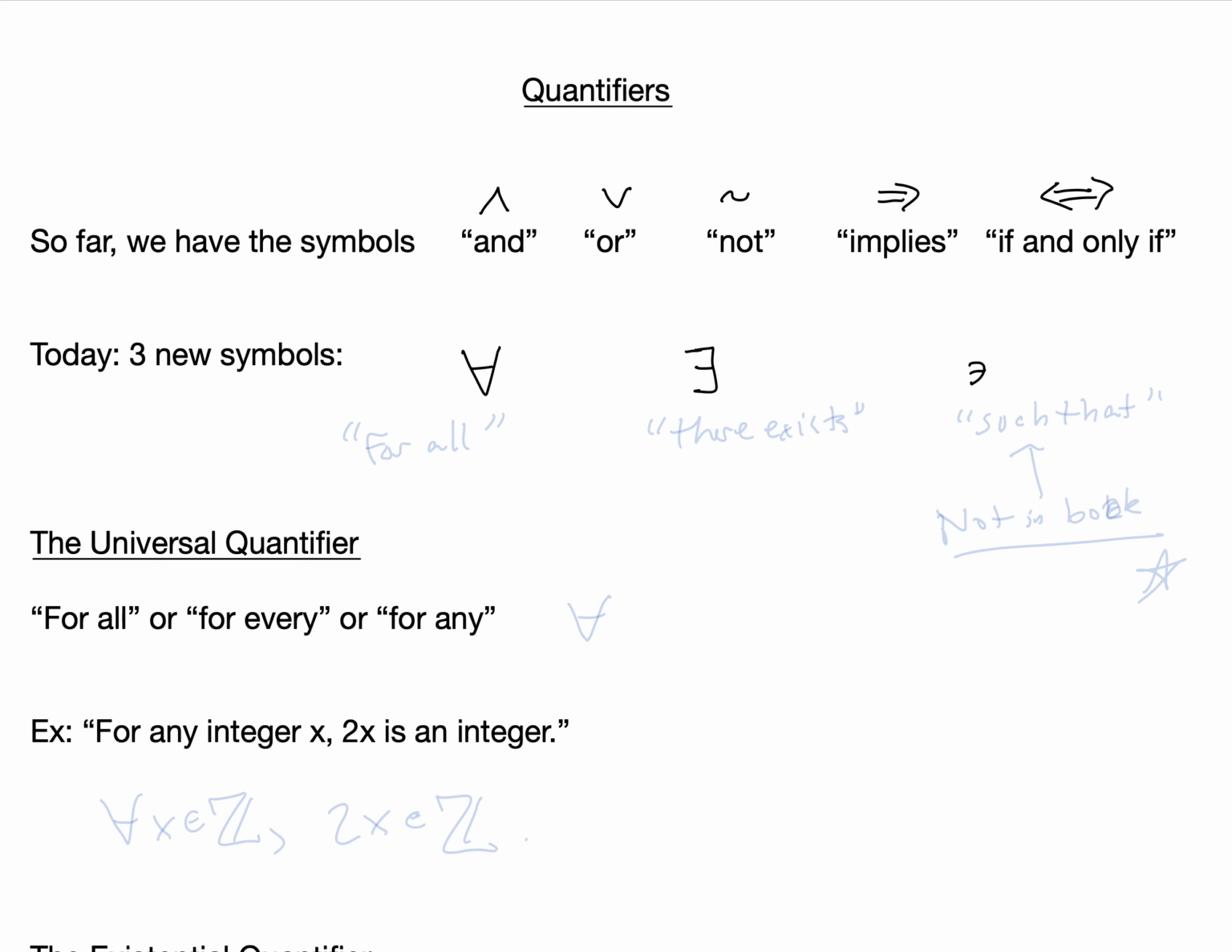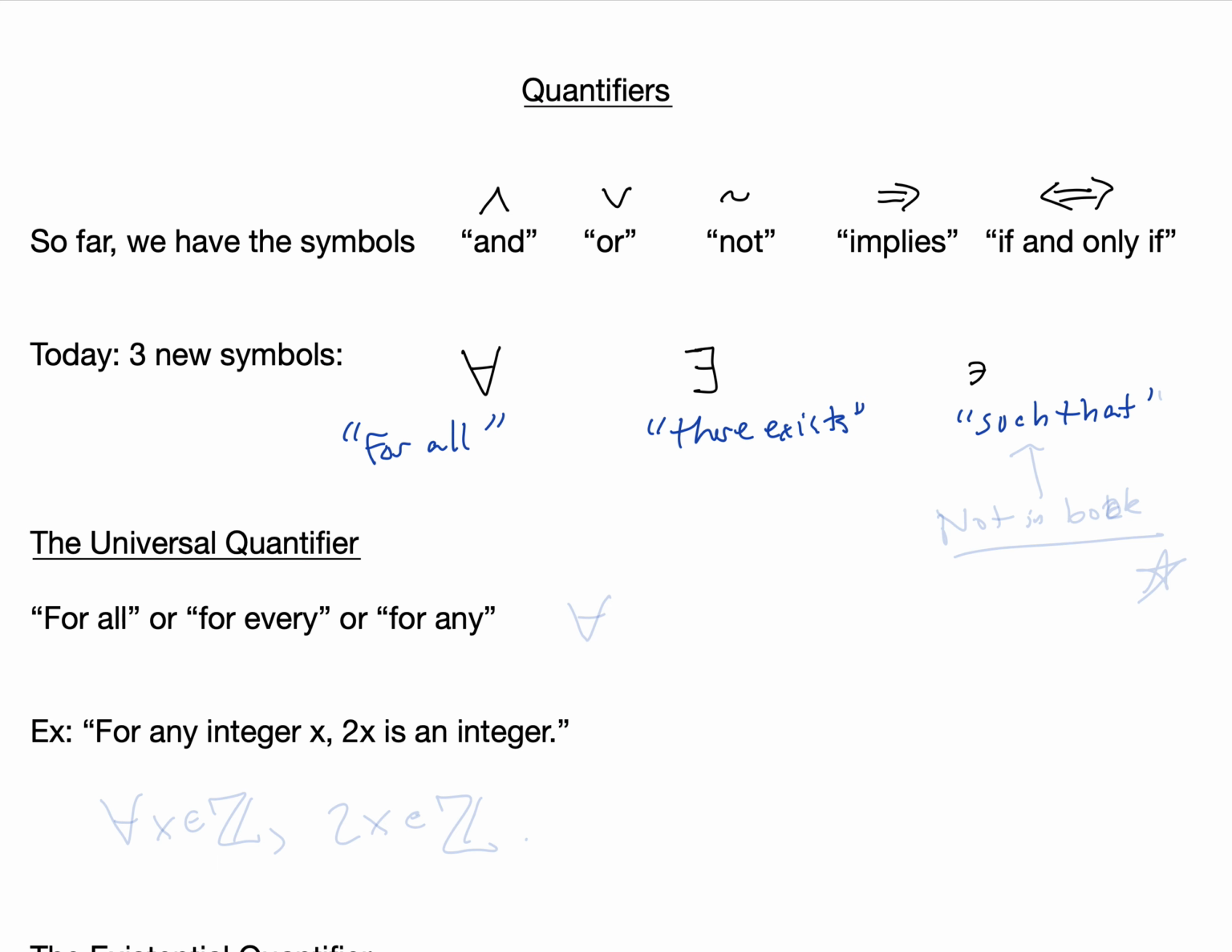In this video, we're going to introduce 3 new mathematical symbols. So far, we've got the symbols and, or, not, implies, and if and only if. So our 3 new symbols are, first of all, an upside down A, which means for all or for every, a backwards E, which means there exists, and this symbol that's sort of like a backwards is an element of sign, and this means such that.